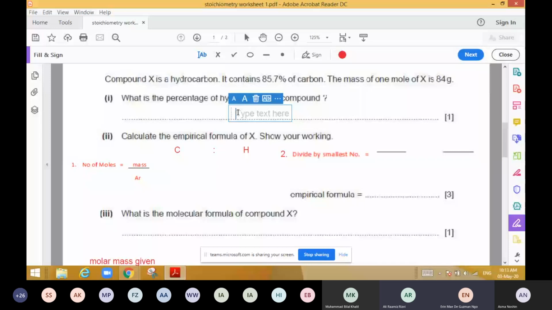100 minus 85.7 is 14.3. So the hydrogen percentage will be equal to 14.3%.